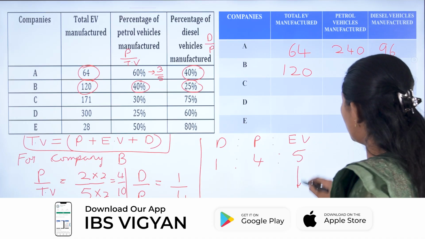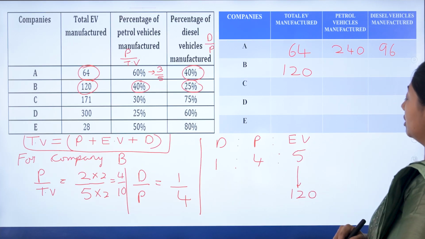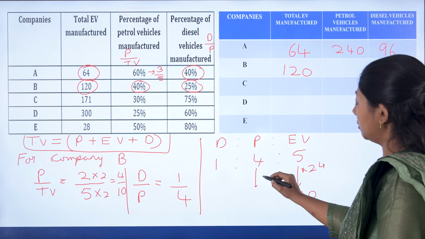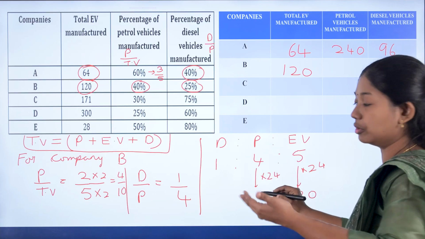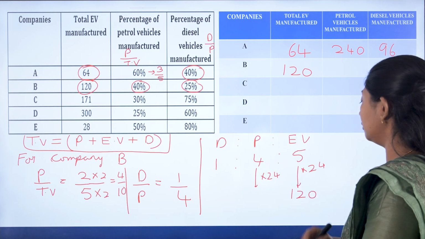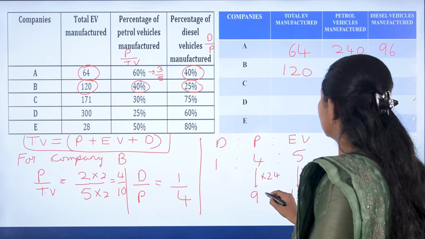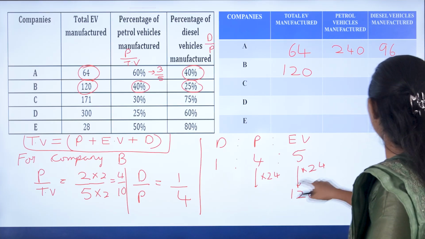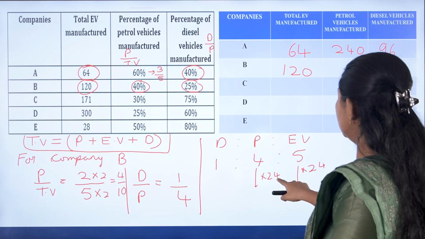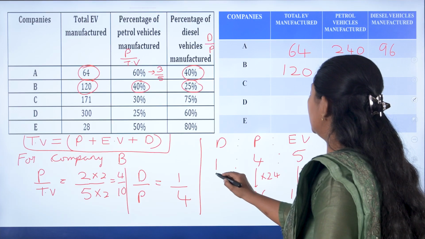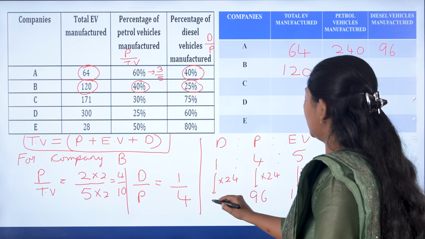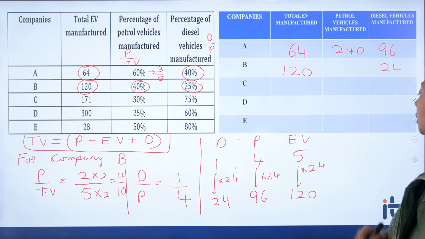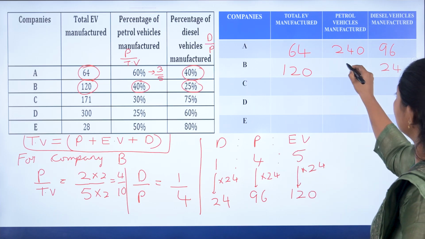This 5 units correspond to 120 vehicles. So 120, what is 1 unit? 5 into 24 is 120. So the common factor, that means the highest common factor, is 24. So you have to multiply with that in order to get the value. So 24 into 4 means 96. Let me erase that part. 24 into 4, that means 96. Then you have 1 into 24, that is 24. So the number of diesel vehicles is 24 and the number of petrol vehicles is 96.